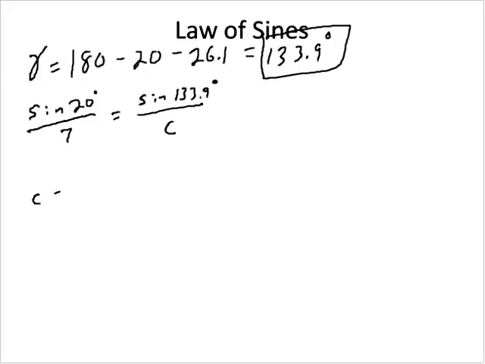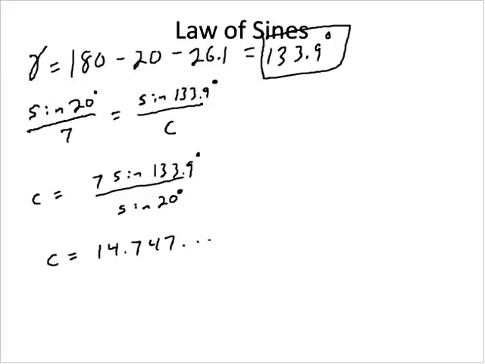So I'll solve by cross multiplication. c will be equal to 7 times the sine of 133.9 degrees divided by the sine of 20 degrees. In my calculator, I'll get c is equal to 14.747... So I'll round off to the nearest tenth and say c is equal to 14.7 units. There we go. I've solved for c.